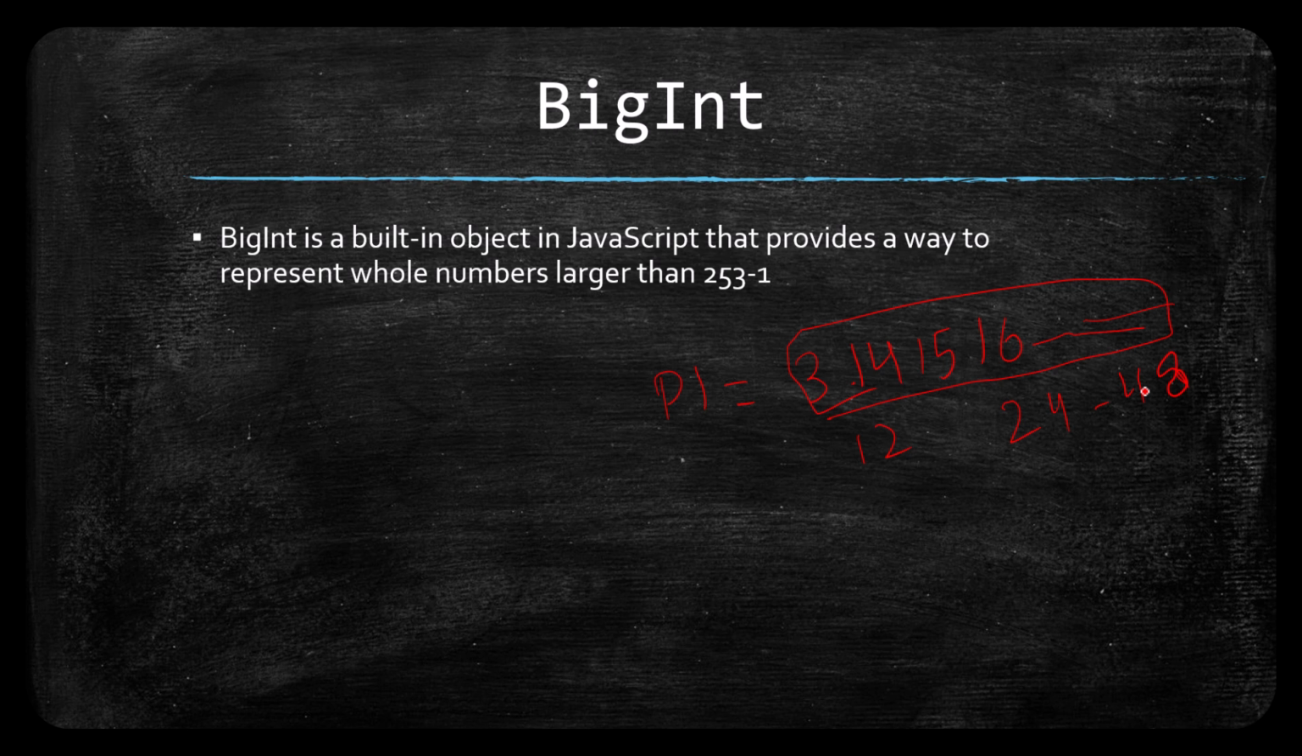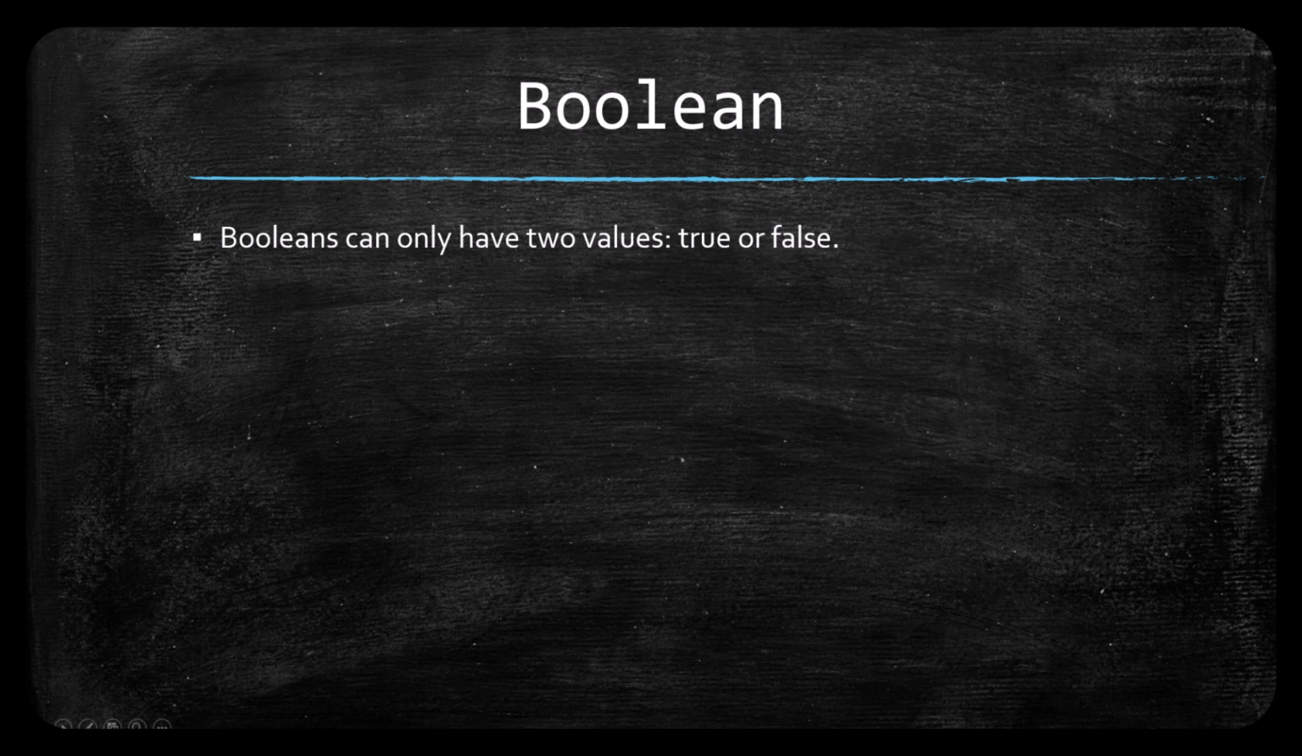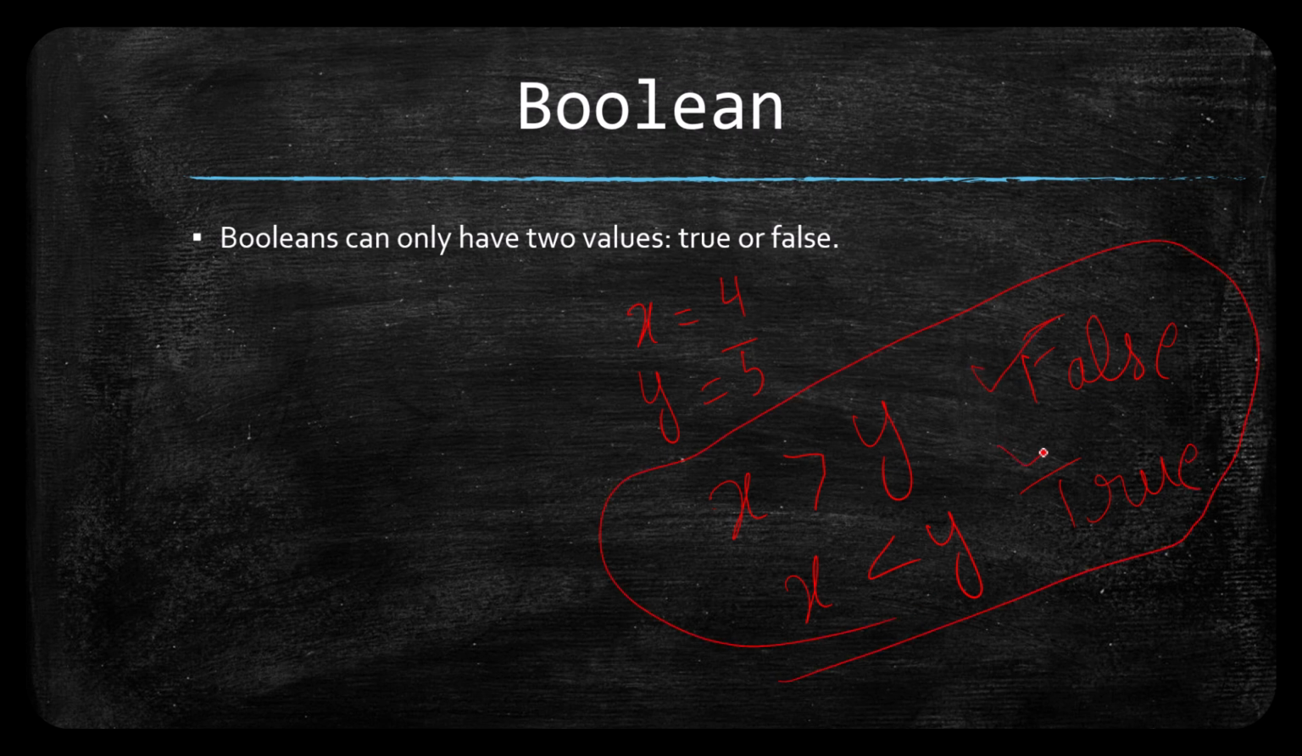Hope you understand it. And boolean has two outcomes, positive or negative. What does it mean? If I have an x value of 4 and a y value of 5, and I use the boolean data type, then x greater than y should be false, and x less than y should be true. So boolean will always answer in true and false.